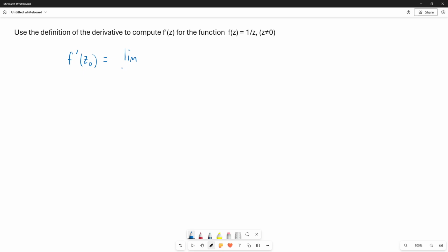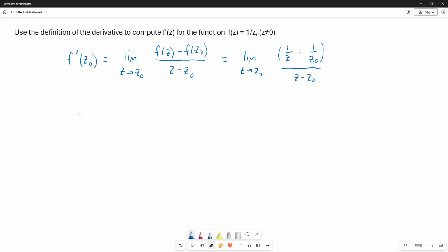using the definition, the limit as z goes to z0 of f of z minus f of z0 divided by z minus z0. So there's our difference quotient. Now we'll plug in the function. F of z is 1 over z, so f of z0 is 1 over z0. And we'll divide by z minus z0.